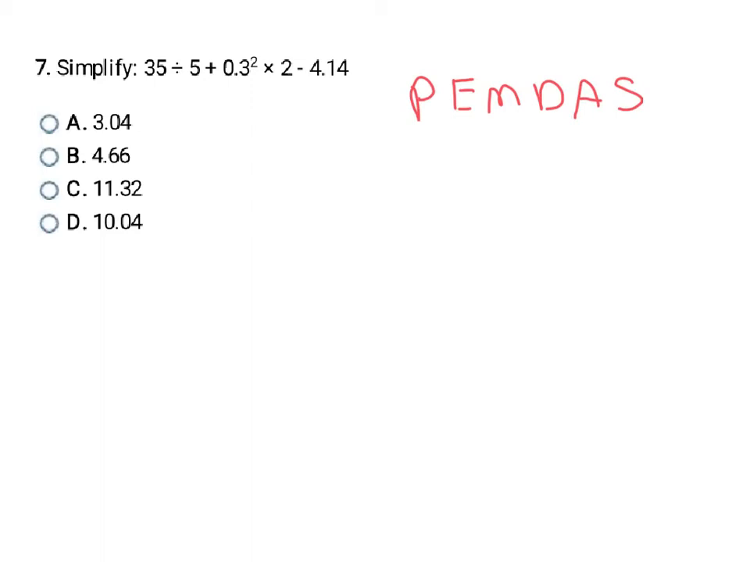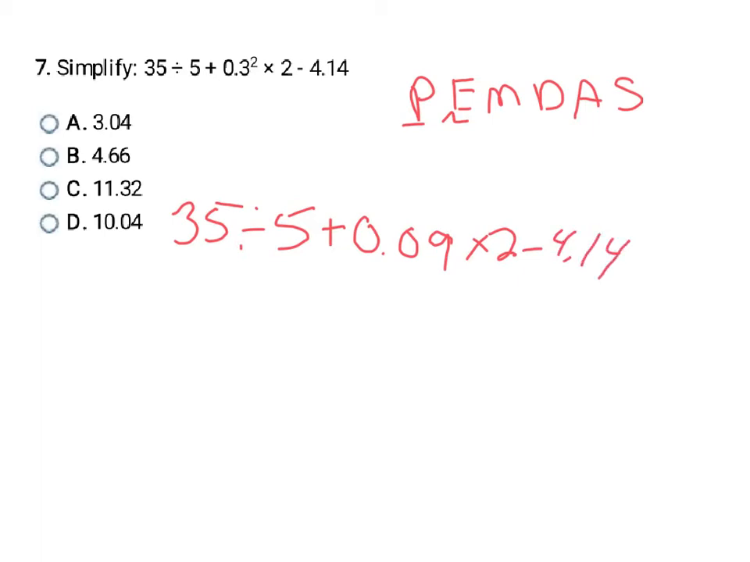I'm going to continue to follow order of operations here. First, I'm going to look for parentheses, but number 7 doesn't have any. So then I'm going to look for exponents. I have one of those, so the whole problem stays the same except for that exponent. 0.3 squared, 0.3 times 0.3 or times itself, is going to be 0.09, times 2, minus 4.14.